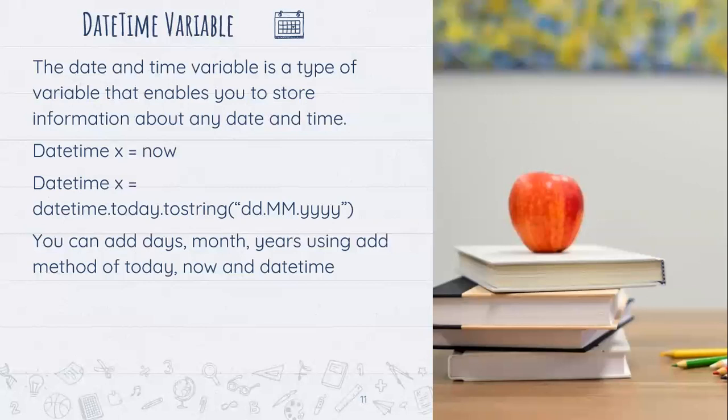If you want to get today's date, you can get it with the help of datetime dot today dot toString ddmm yy. So this is what you can see over here. ddmm yy is basically the format. So if you want to have the date, it will be dd, and if you want the year, then yy, and these things.